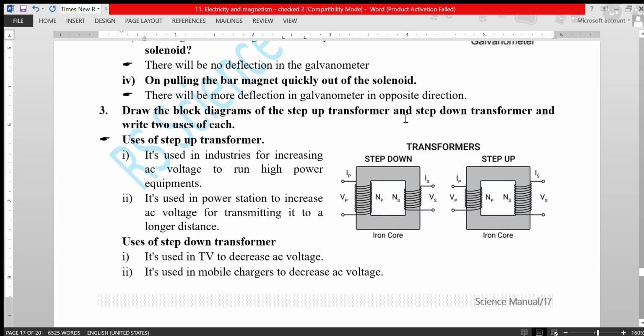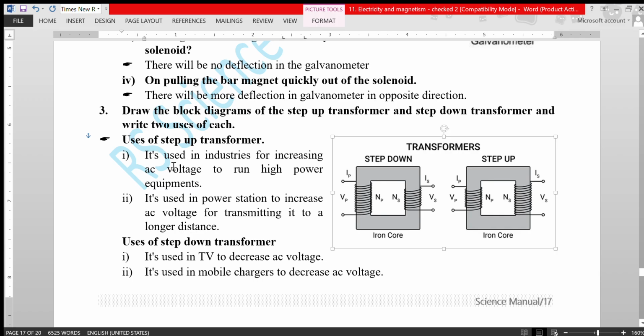Draw a block diagram for step up transformer, step down transformer, and write two uses of it. Step down transformer, step up transformer. Iron core, primary, secondary. Coils. It's used in industry.